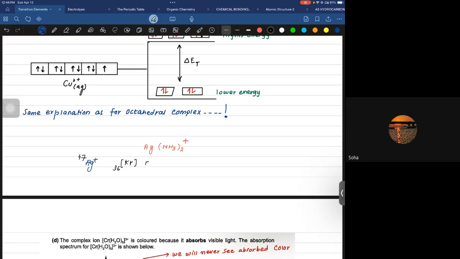Remaining one is 5s1 and 3d10. So after having plus one charge, it's going to lose one electron. It would become 5s0 and 3d9. Oh, sorry, 5s0 and 3d10. So 3d10 is full. So that means if the 3d10 is full, 1, 2, 3, 4, 5, 6, 7, 8, 9, 10.